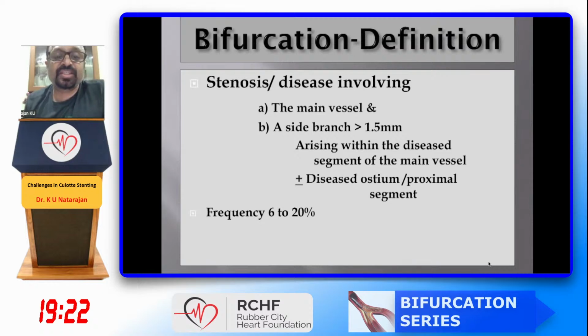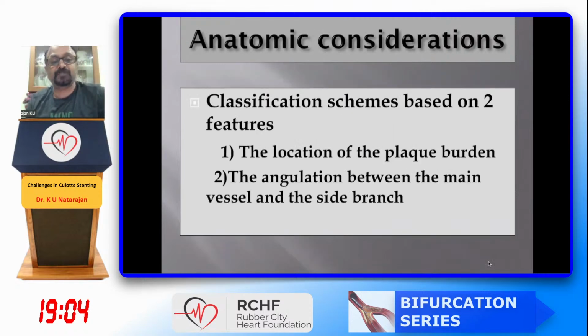Bifurcation, by definition, is stenosis or disease involving the main vessel and a side branch, which is more than 1.5 millimeter, arising within the diseased segment of the main vessel, with diseased ostium and proximal segment extending beyond 5 millimeters. And the frequency of bifurcation stenting that we see in our practice is as close to 6 to 20%.